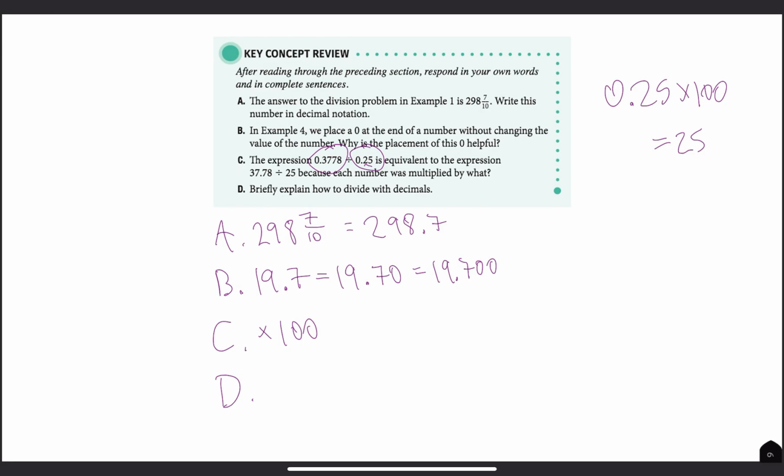All right, D. Briefly explain how to divide with decimals. Well, it's not that brief, but in short, I suppose, it's like dividing with whole numbers. You bring your decimal point up when it's in your dividend, and if you have a decimal point in your divisor, you need to multiply your divisor and your dividend by whatever power of 10, hundredths, thousandths, in order to make your divisor a whole number, and you multiply your dividend by that same value, of course, to keep it equivalent. And then bring your decimal point up if you still have one in your dividend, and divide as usual.